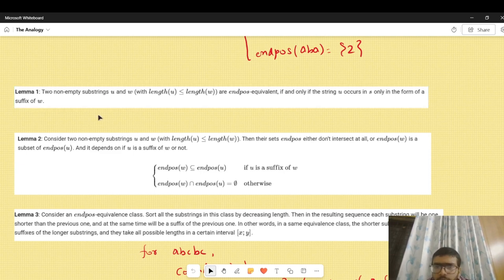Now, the proof of this is obvious. If the string u occurs as the suffix of w and only as the suffix of w, then both have the same end positions and hence the same npos value. Similarly, we can prove the vice versa.